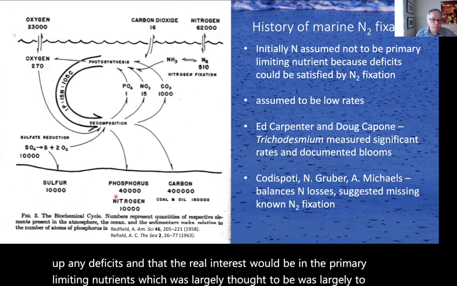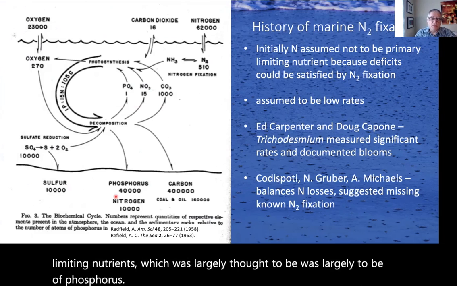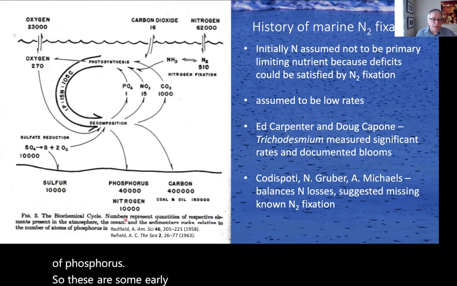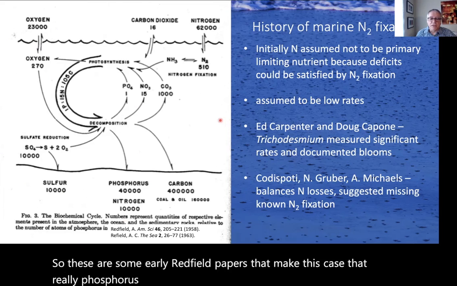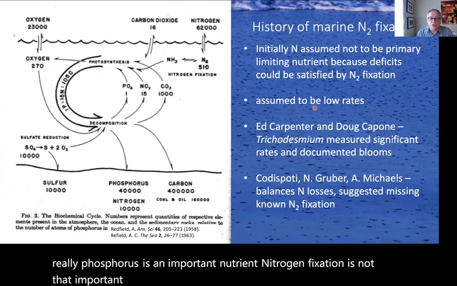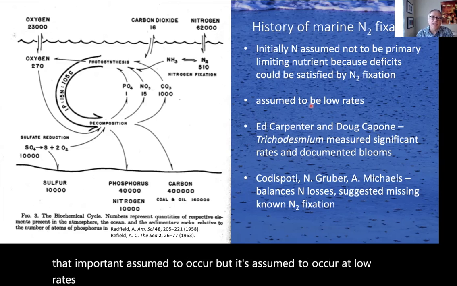phosphorus. So these are some early Redfield papers that make this case that really phosphorus is an important nutrient. Nitrogen fixation is not that important. It's assumed to occur, but it's assumed to occur at low rates just to sort of top up any deficit that there might be in nitrogen needs.